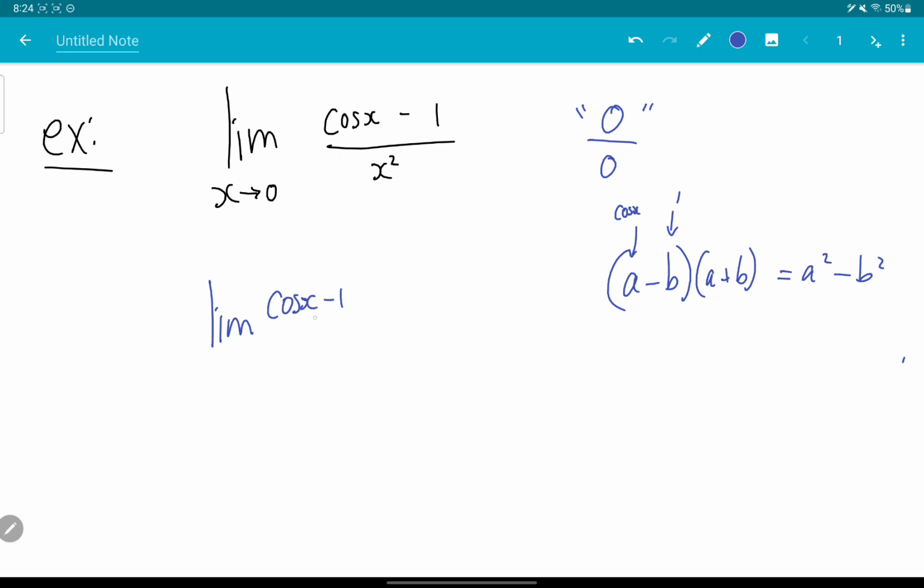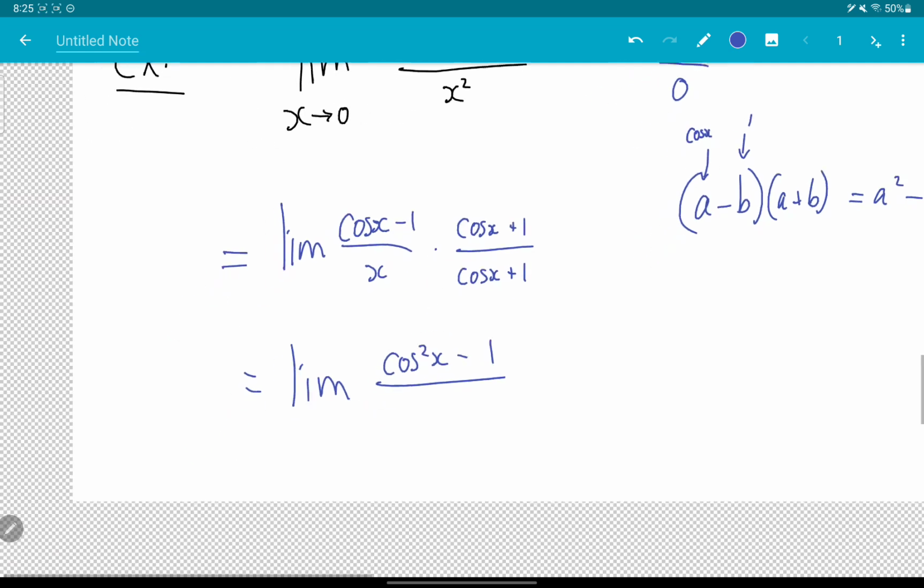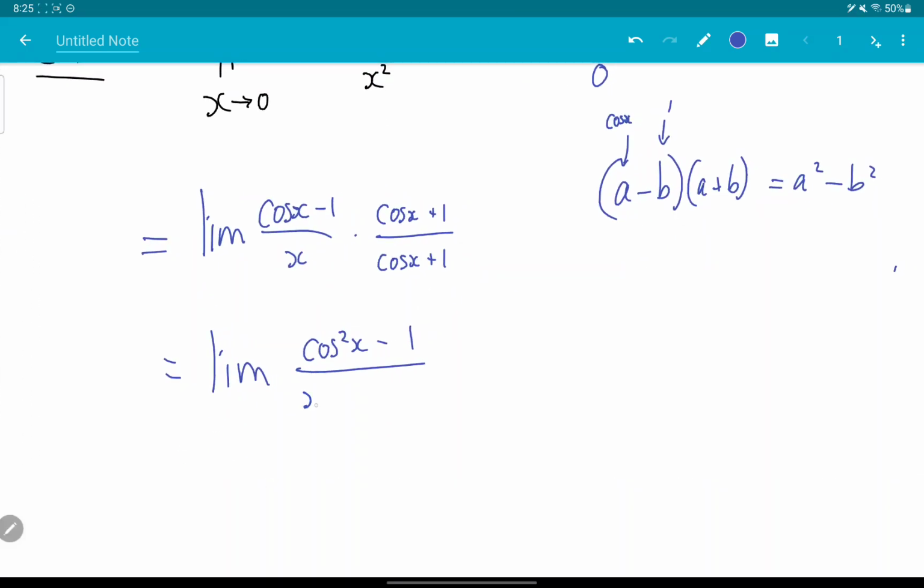So I'm going to take my original fraction and multiply top and bottom by cos x plus 1 over cos x plus 1. So this is a trick, I'd say, but it works out nicely, as we'll see. So I'm going to get cos squared x minus 1 on top. On the bottom, just like when I rationalize the numerator, I'm going to leave the denominator untouched.